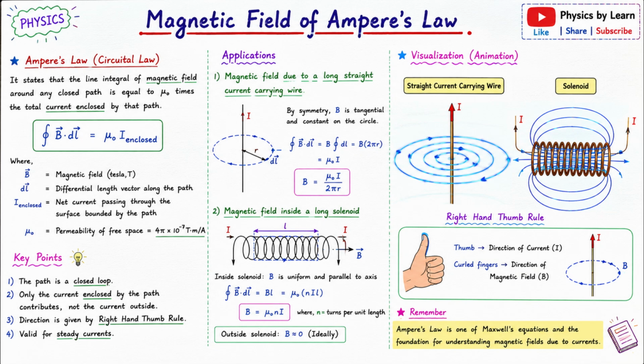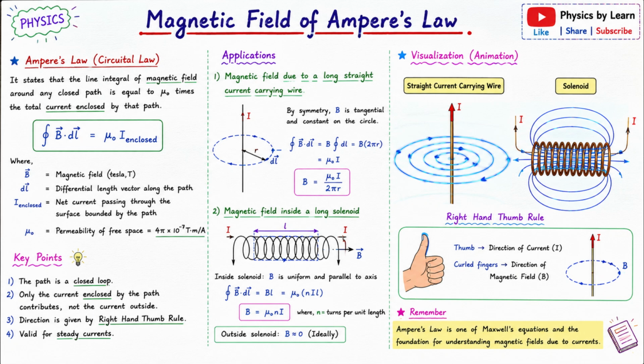Key points to remember: current produces magnetic field. Magnetic field forms closed loops. Only enclosed current contributes to Ampere's law. Direction is found by the right-hand thumb rule. Ampere's law is one of Maxwell's electromagnetic equations.